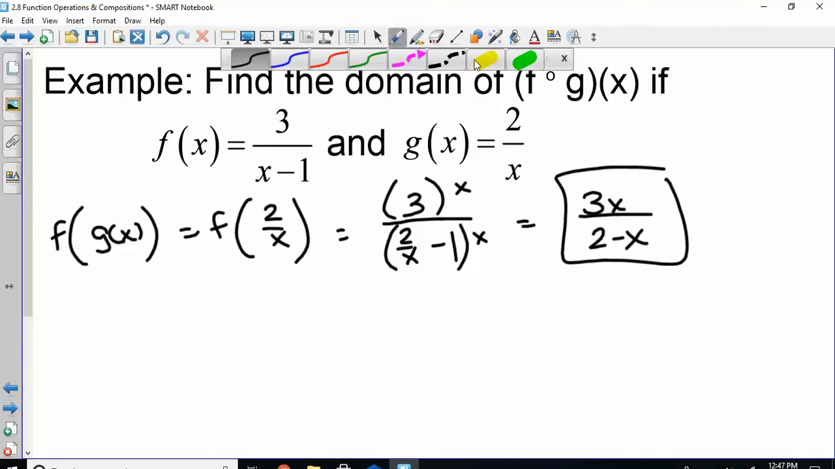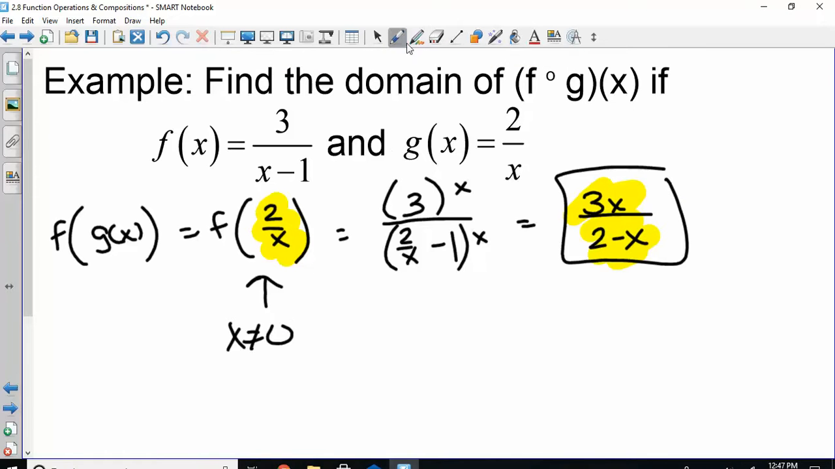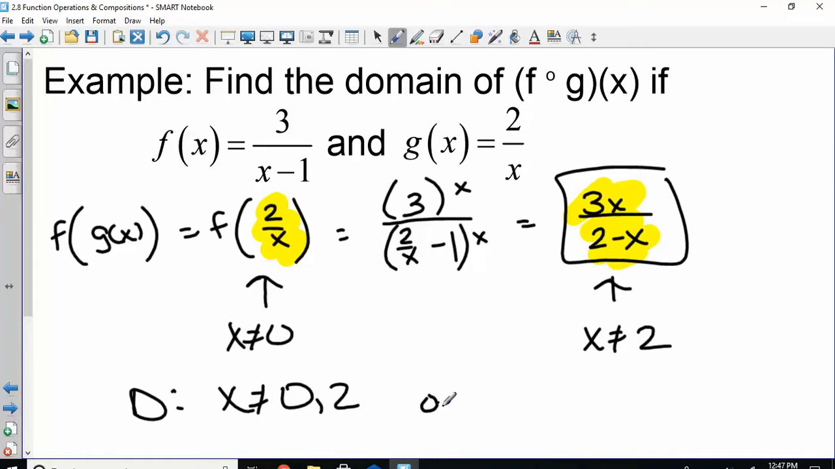So domain, we look 2 places. The inside. So when I'm looking at that, x can't be 0. And then we look at the final answer. When I'm looking at it, x can't be 2. So my final domain, you can tell me x cannot be 0 and 2. If you wrote the interval, it's negative infinity to 0, union 0 to 2, union 2 to infinity.